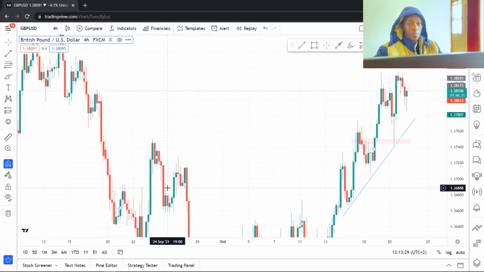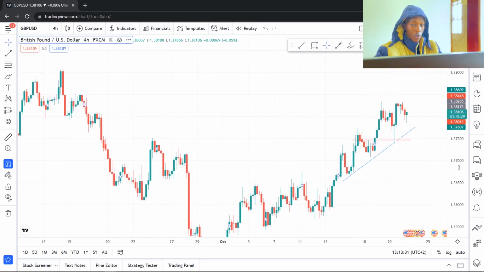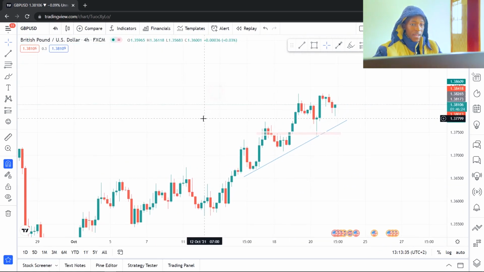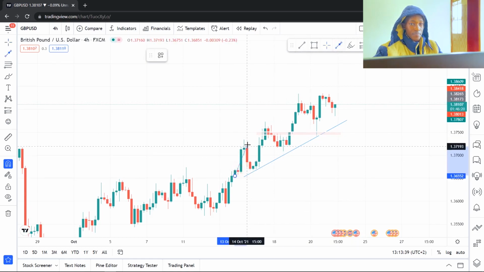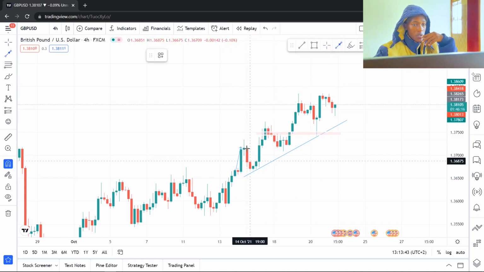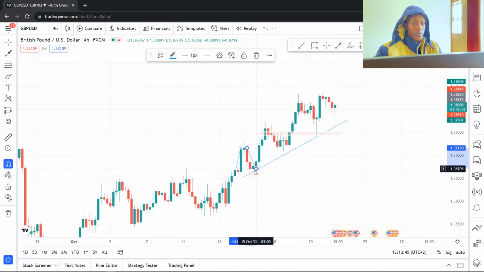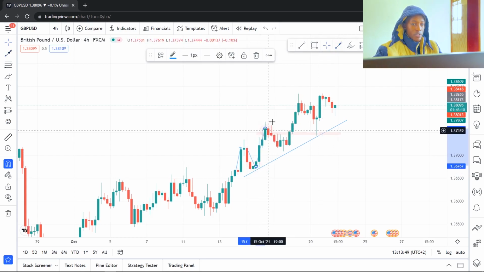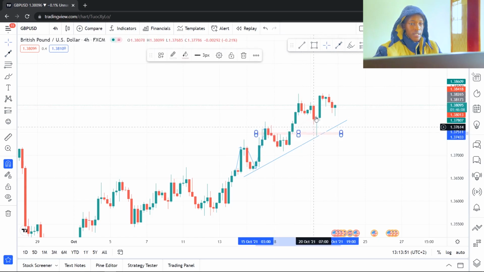We start from a bigger time frame and then establish the overall trend first. From this one, I can easily notice that it's an uptrend. Why? Because we are seeing higher highs forming, and it's an uptrend, as you guys can see.